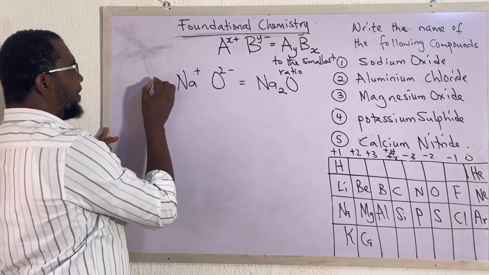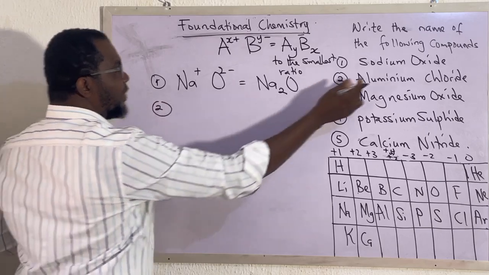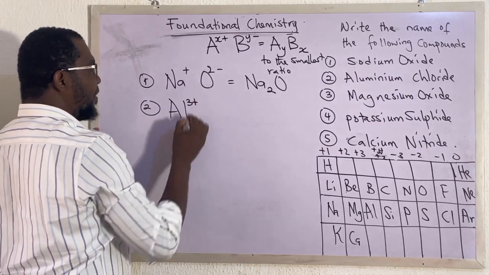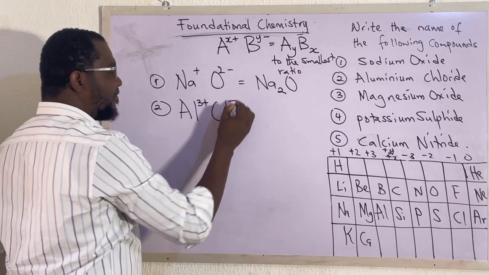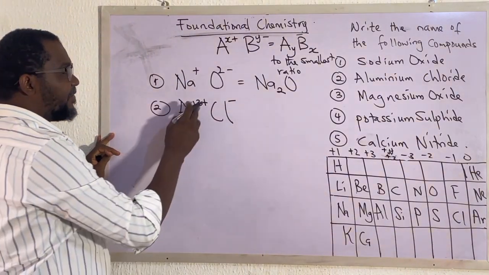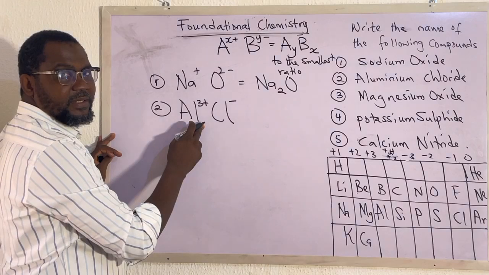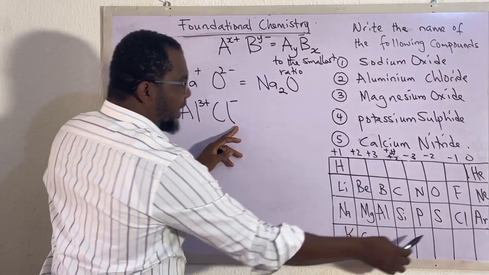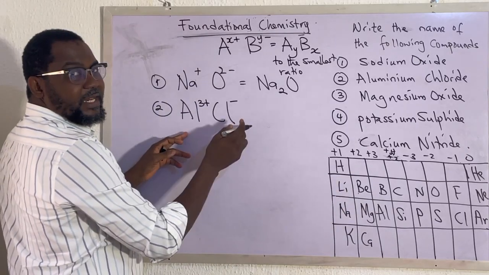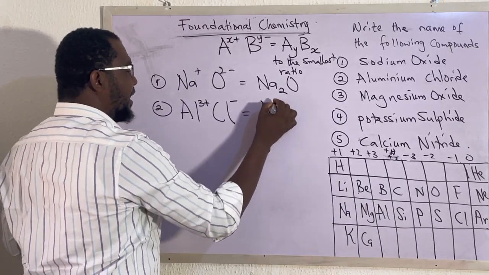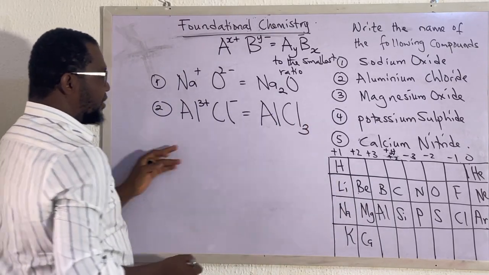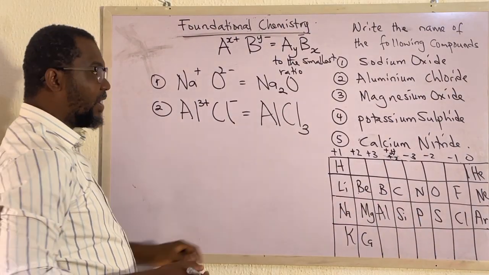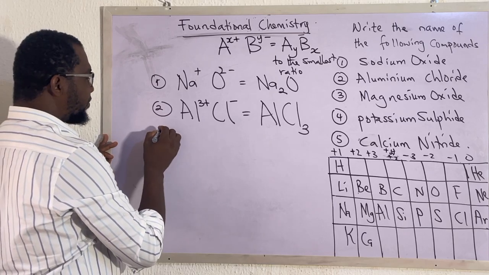Now look at the next one. Number 2 says aluminium chloride. So aluminium has a valency of +3. Chlorine has a valency of -1. If they exchange their valencies, aluminium is here +3, chloride is here -1. If they exchange their valencies, this is now going to be AlCl3. You see? So 3 comes here, 1 comes here, so it becomes AlCl3. Right?